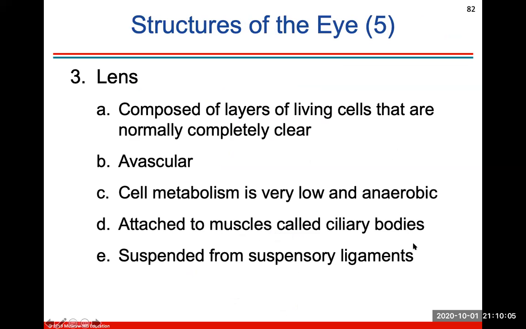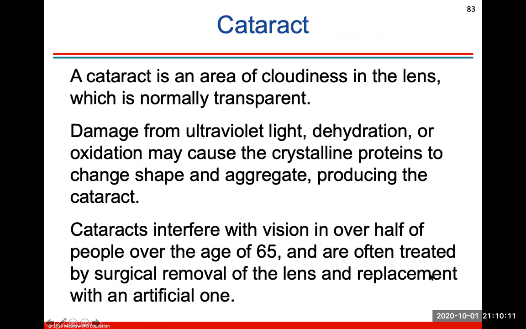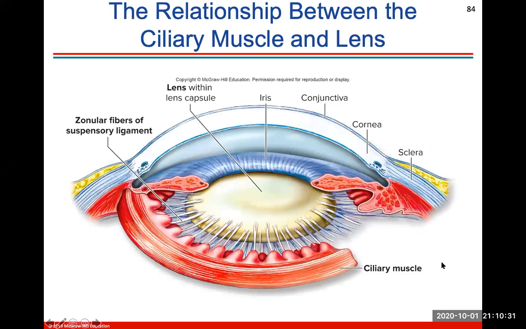The lens is avascular. It will be attached to muscles called ciliary bodies and suspended from suspensory ligaments. A cataract is an area of cloudiness in the lens, which is normally transparent. It can be damaged from UV light, dehydration, or oxidation. Cataracts will interfere with vision in over half the people over 65 and are often treated by surgical removal of the lens and replacement with an artificial lens.